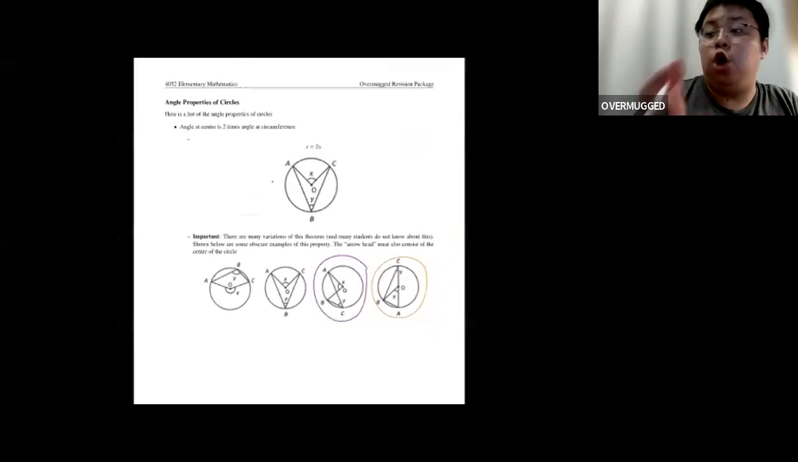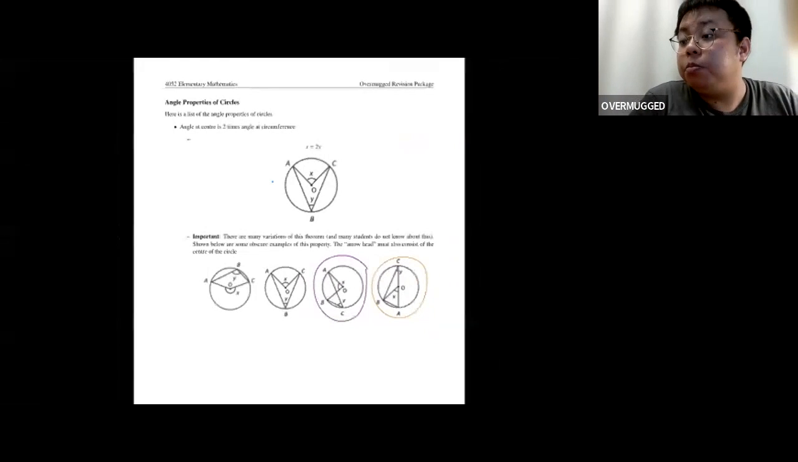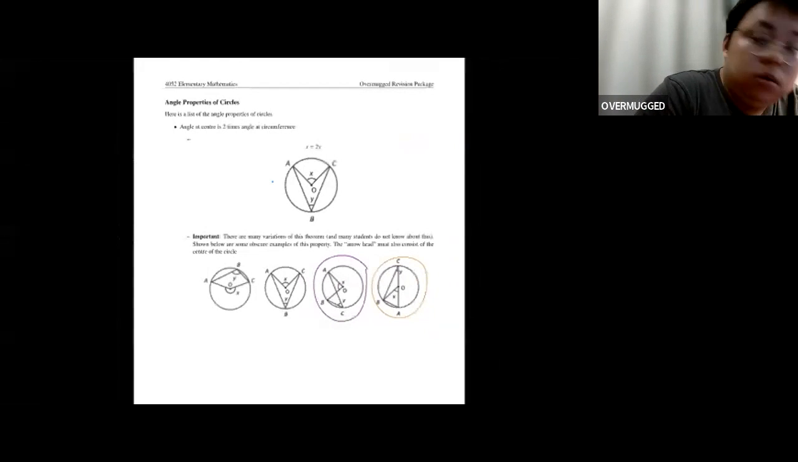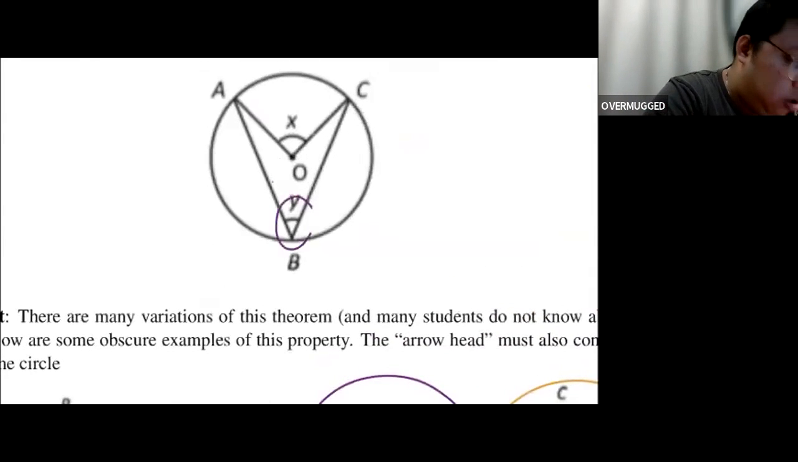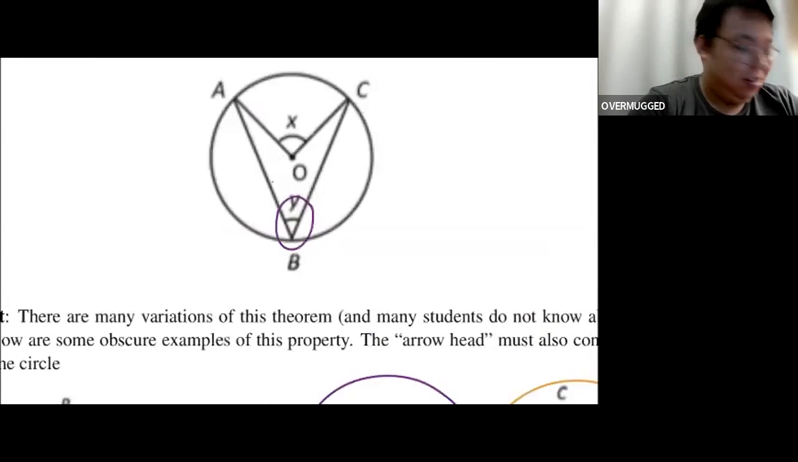But of course, the most common one is the arrow shape. So please remember the arrow shape. Someone asked, what does it mean by angle at the circumference? The angle is on the circumference.